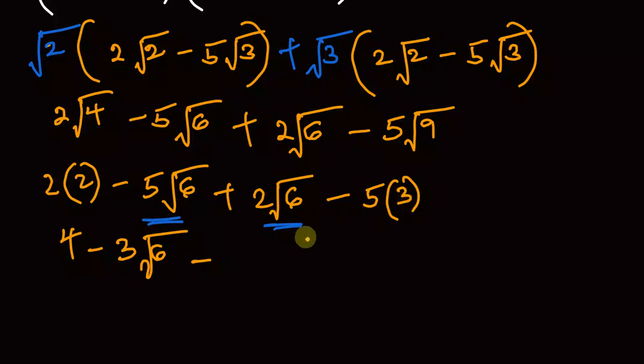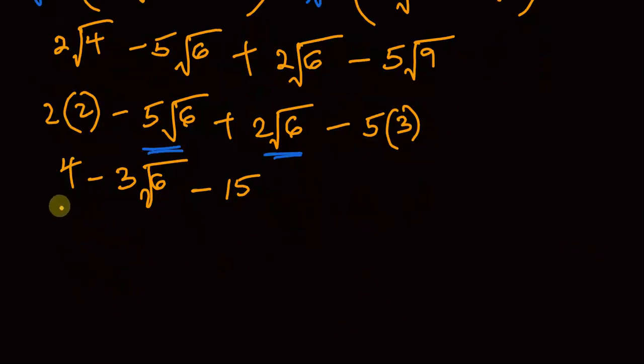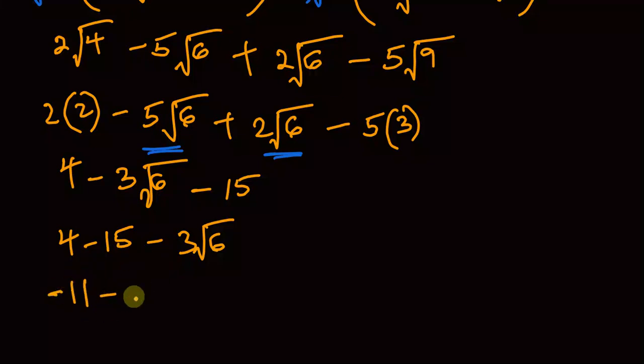Then minus, what is 5 times 3? 15. This is going to be 4 minus 15, and then minus 3 root 6, which is going to be 4 minus 15 is minus 11, then minus 3 root 6. So we are going to have this as our final answer.